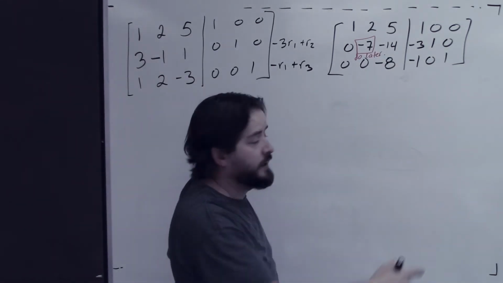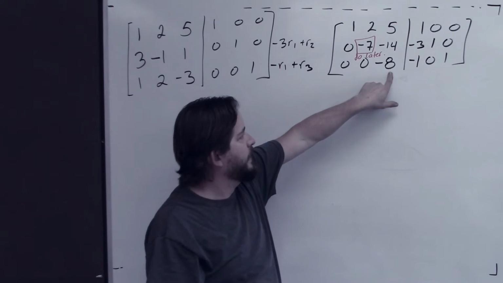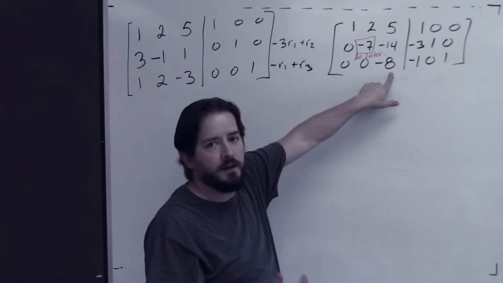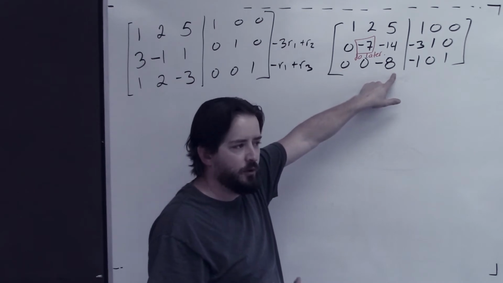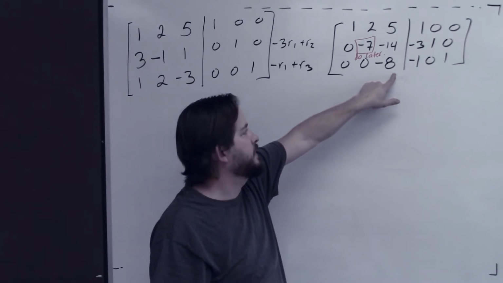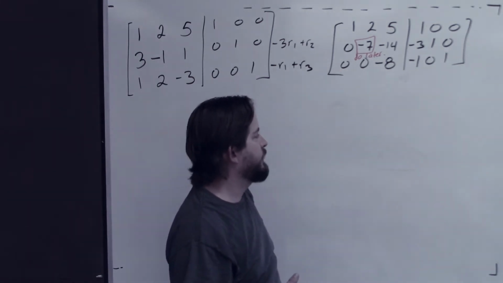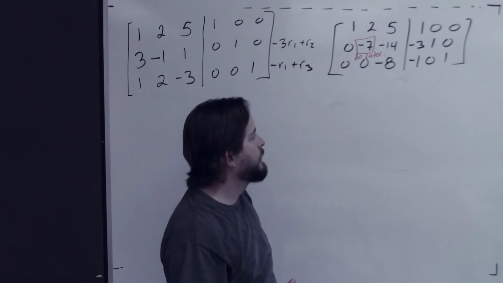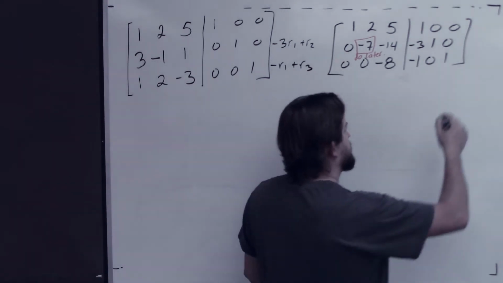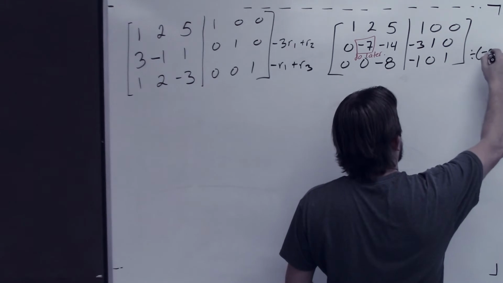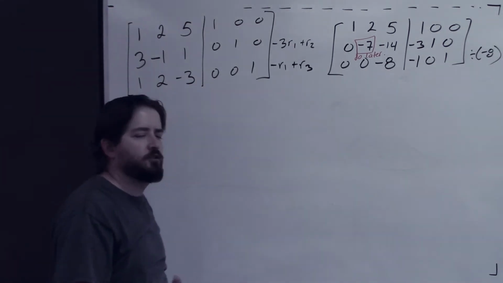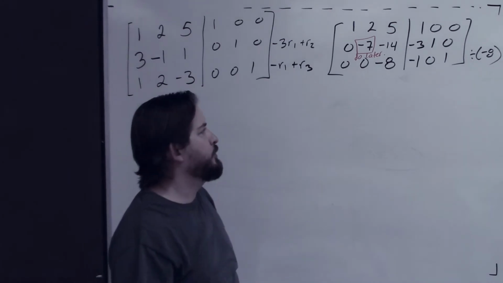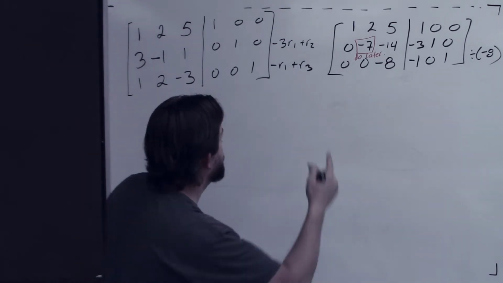I'm just going to move on to the next step, which would be to turn that negative 8 into a 1, which unfortunately means I cannot at this point avoid fractions. I have to deal with it. I'm going to get a fraction there. So I'll do it. I'm going to divide this by negative 8. There's probably other ways, but I can't avoid fractions at this point. So what do I get?